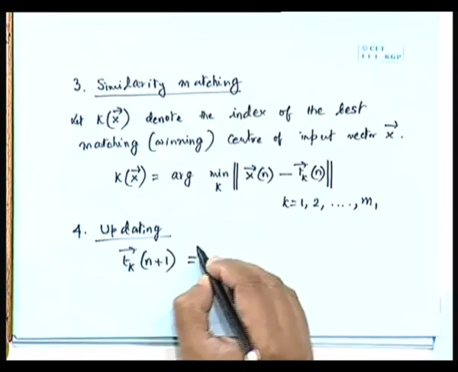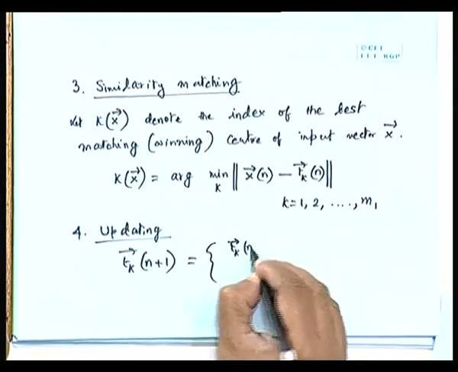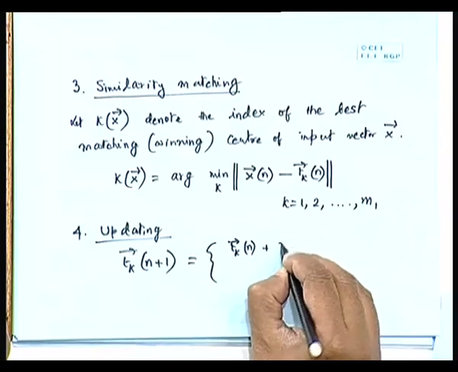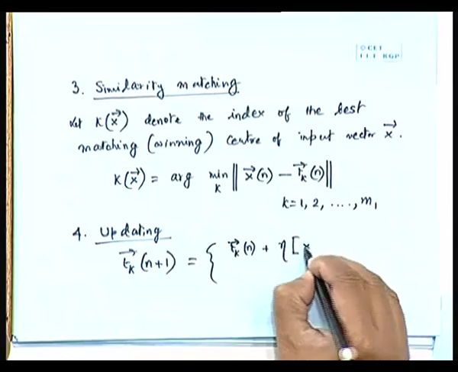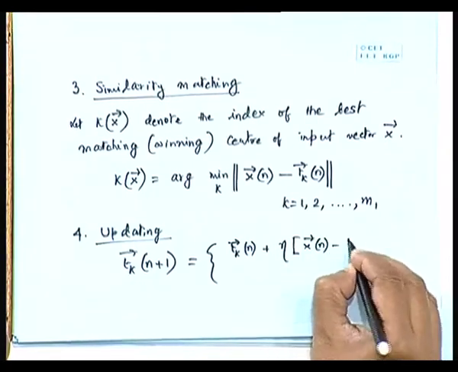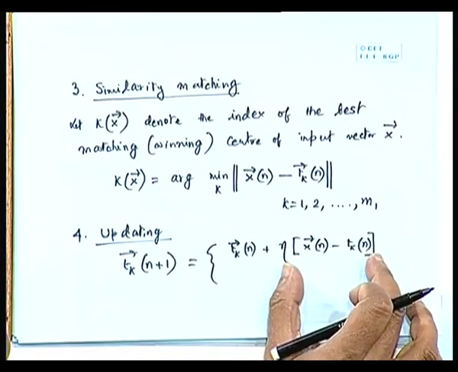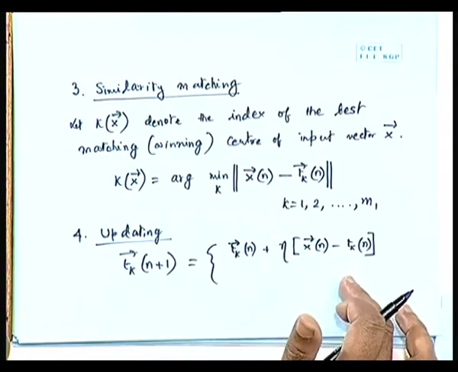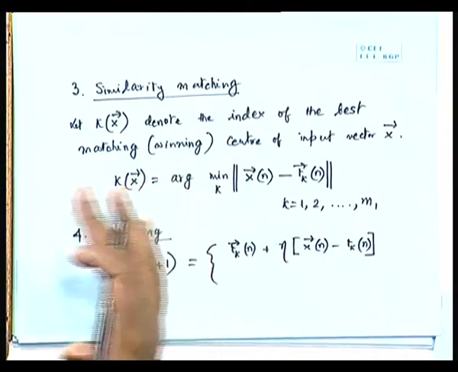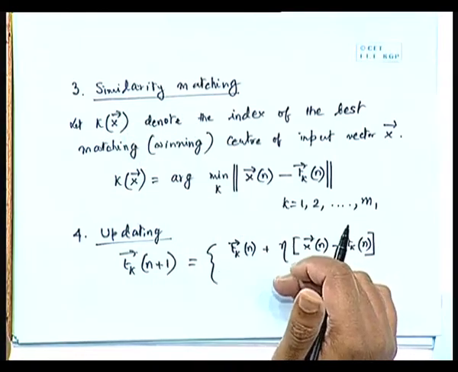And where will Tk(n+1) be? Tk(n+1) will be equal to Tk(n), that is to say the present position, plus some learning rate, let us say eta again, times x(n) minus Tk(n). Obviously, depending upon the distance between these two, that is x(n) minus Tk(n), we will be giving the vector a push. The whole idea is to move it closer to the pattern x of n.